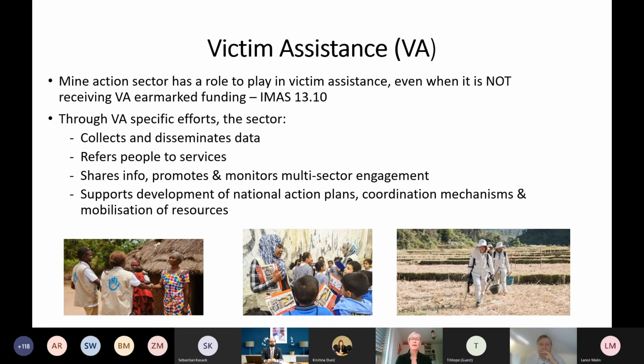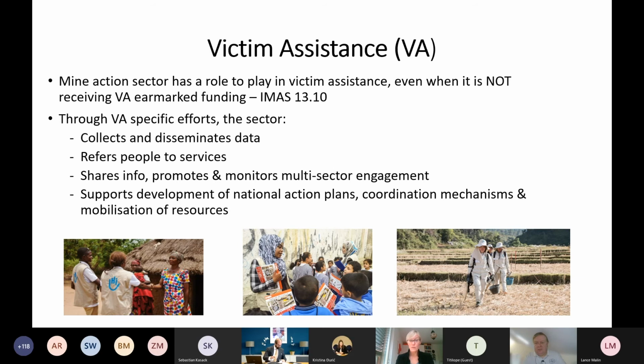And IMAS 1310 now makes it the responsibility of all actors in the mine action sector to contribute to facilitating access to services for people that are critically injured by explosive ordnance, survivors, other persons with disabilities, and indirect victims. You may wonder how the mine action sector can do this, even if it's not, or particularly when it's not delivering services. This is possible through what I was just describing as the VA-specific efforts, and there's 4 of those.